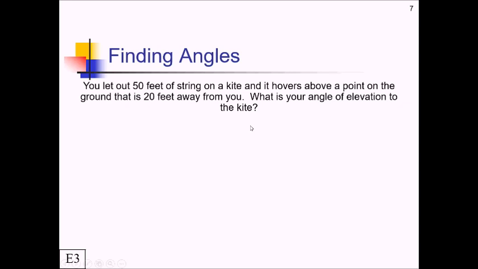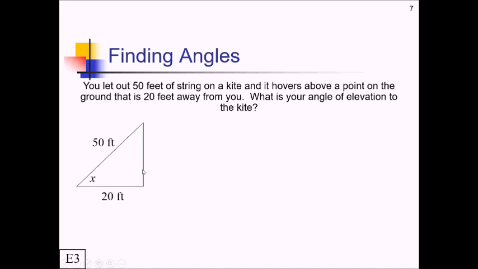All right, so we've got our triangle. We're talking about angles of elevation, so I'm going to say a right side up triangle works the best here. We're letting out 50 feet of string on a kite. So here's you down here. Here's the kite up here. So that means your 50 feet of string is this hypotenuse here. And then the kite is hovering above a point on the ground that's 20 feet away from you. So 20 feet away from you on the ground is down here, this side of the triangle. And then we want the angle of elevation, so x is the angle here.